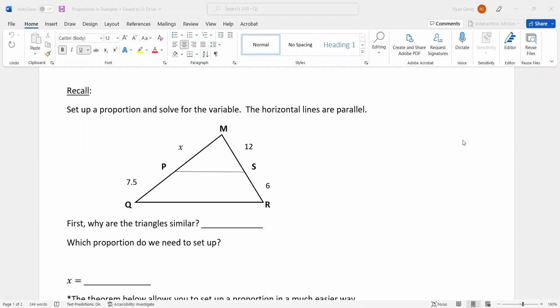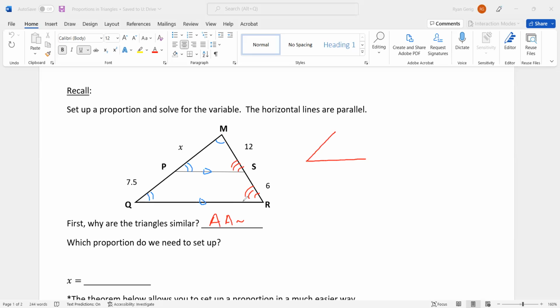I'm telling you that the horizontal lines are parallel. Now that's important because we have to first say that the triangles are similar. Before I do anything, angle M is congruent to itself, right? It's in both triangles, it's congruent to itself. I also know that angle MPS is congruent to angle Q because of corresponding angles postulate. And I could actually say the same thing here, MSP is congruent to angle R because of corresponding angles postulate. So why are the triangles similar? Because of angle-angle similarity. It is not side-angle-side similarity because I don't know X, okay?